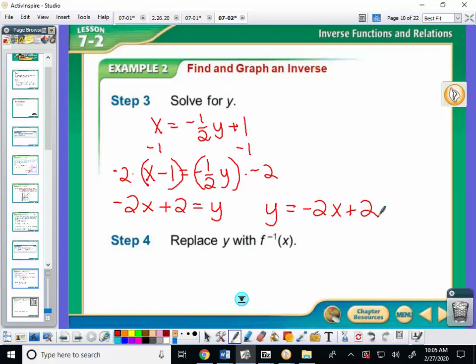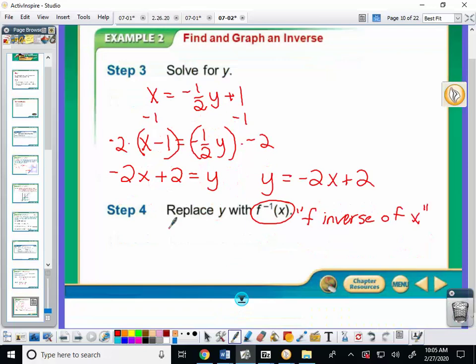And the very last step, I want to replace our y with this. This reads f inverse of x. All it means is this is the inverse function. That's it. But it's a notation we're going to use. So f, we don't say f to the negative 1 power. We say f inverse of x. And it's equal to negative 2x plus 2.